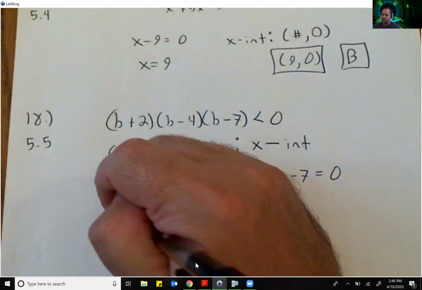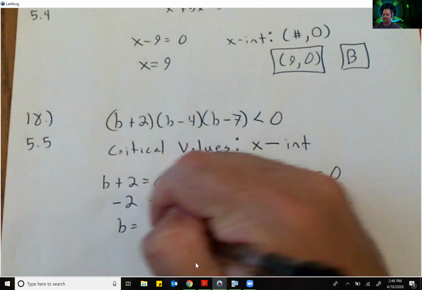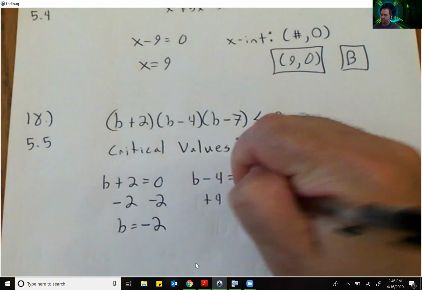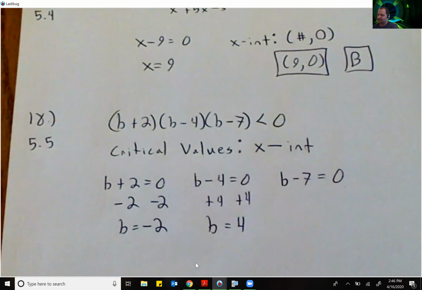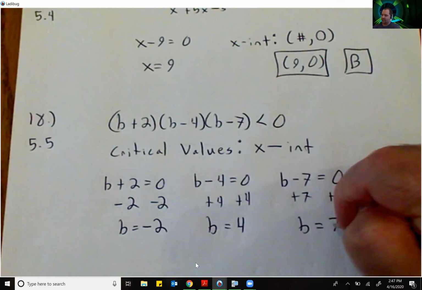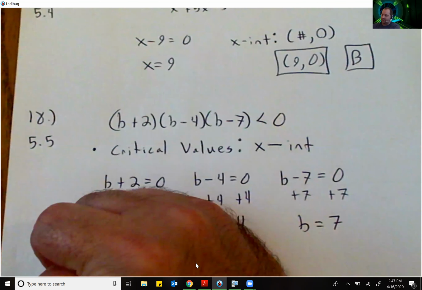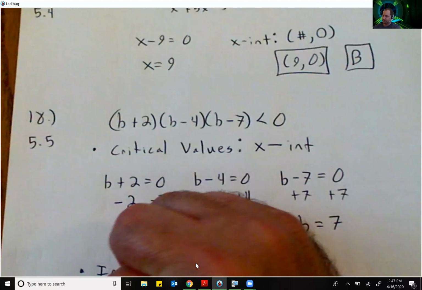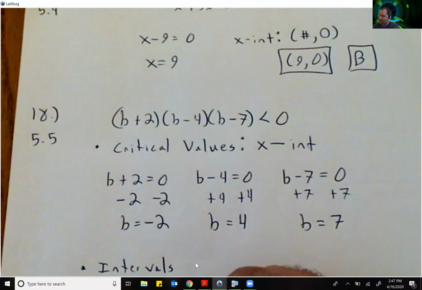So x plus 2 equals 0 gives minus 2. So one of our x-intercepts is -2. Add 4. One of our other x-intercepts is 4. Add 7. Another intercept is 7. Now remember that these are the critical values, and we use these critical values to create intervals. So we got -2, 4, and 7.